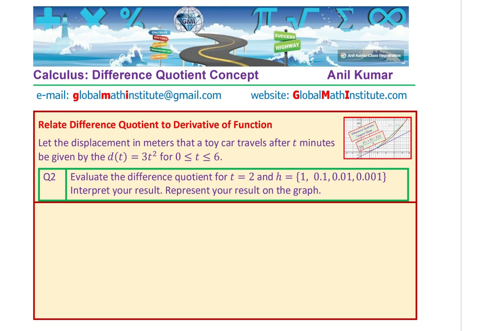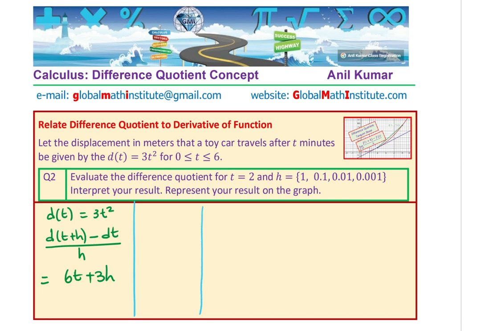So now, we were given the function d of t, which was 3t squared, and we just found that (d of t plus h minus d of t) over h is equal to 6t plus 3h, right? That's what we found in answer for question number 1. Now let's continue from here. We'll use this simplified expression to find the difference quotient at different values of t and h, right? So let's make a table for this.